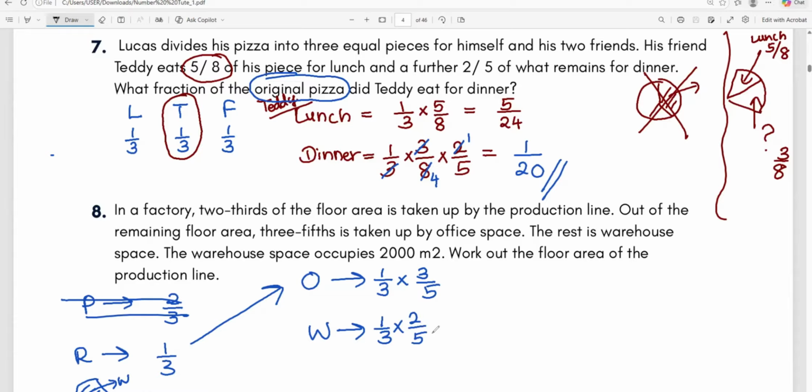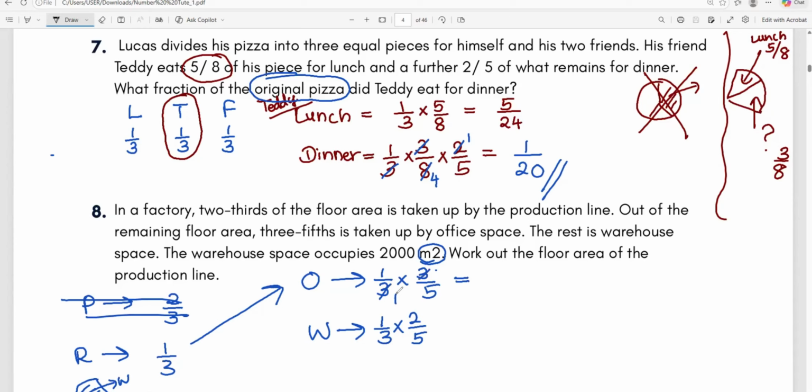The warehouse space occupies 2000 m², square meters. Work out the floor area of the production line. This one we can simplify: 3 times 1.